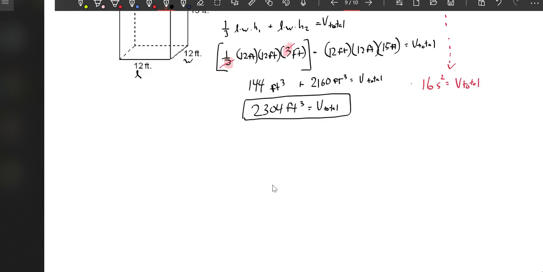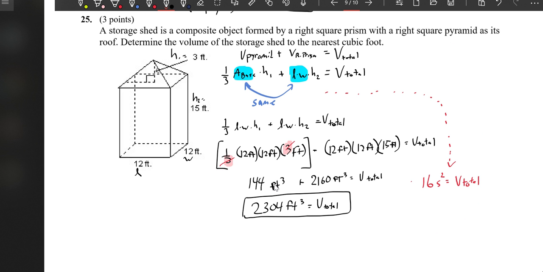For number 25, we have a storage shed. It says that it has a right square prism on the bottom, so that's all of this down here. And on the top, it has a right square pyramid, so that's all of this up here as the roof. Determine the volume of the storage shed to the nearest cubic foot. So if I want to find the volume of the storage shed, I've got the pyramid part, which has its own volume, and that's going to be all of this, right? Volume of the pyramid is 1/3 area of the base times height. That's from your formula sheet.